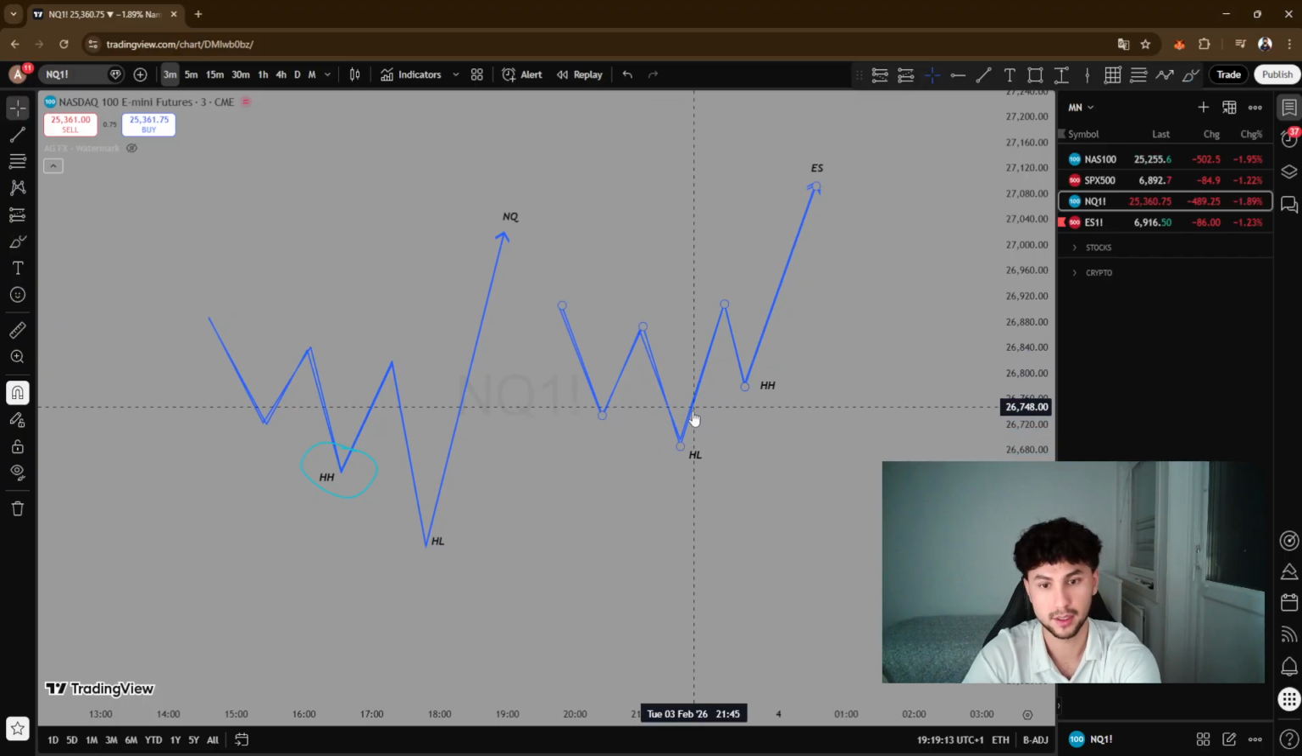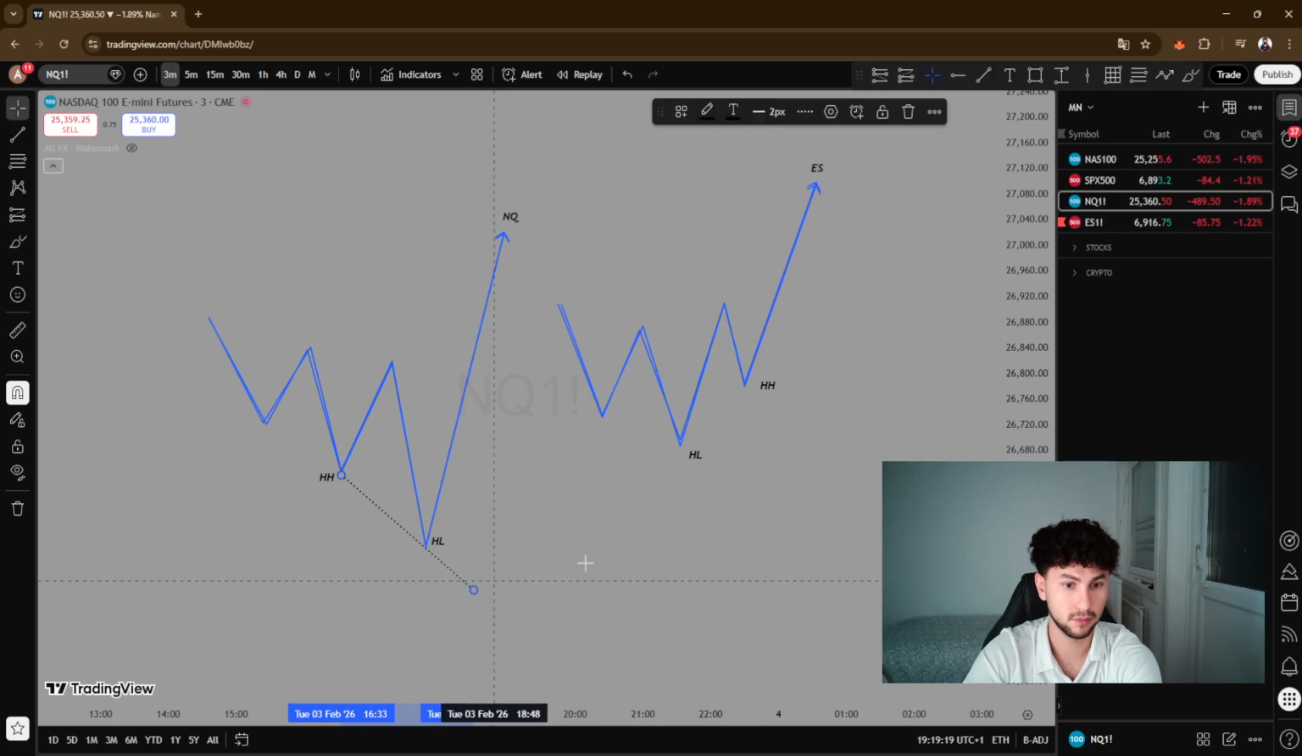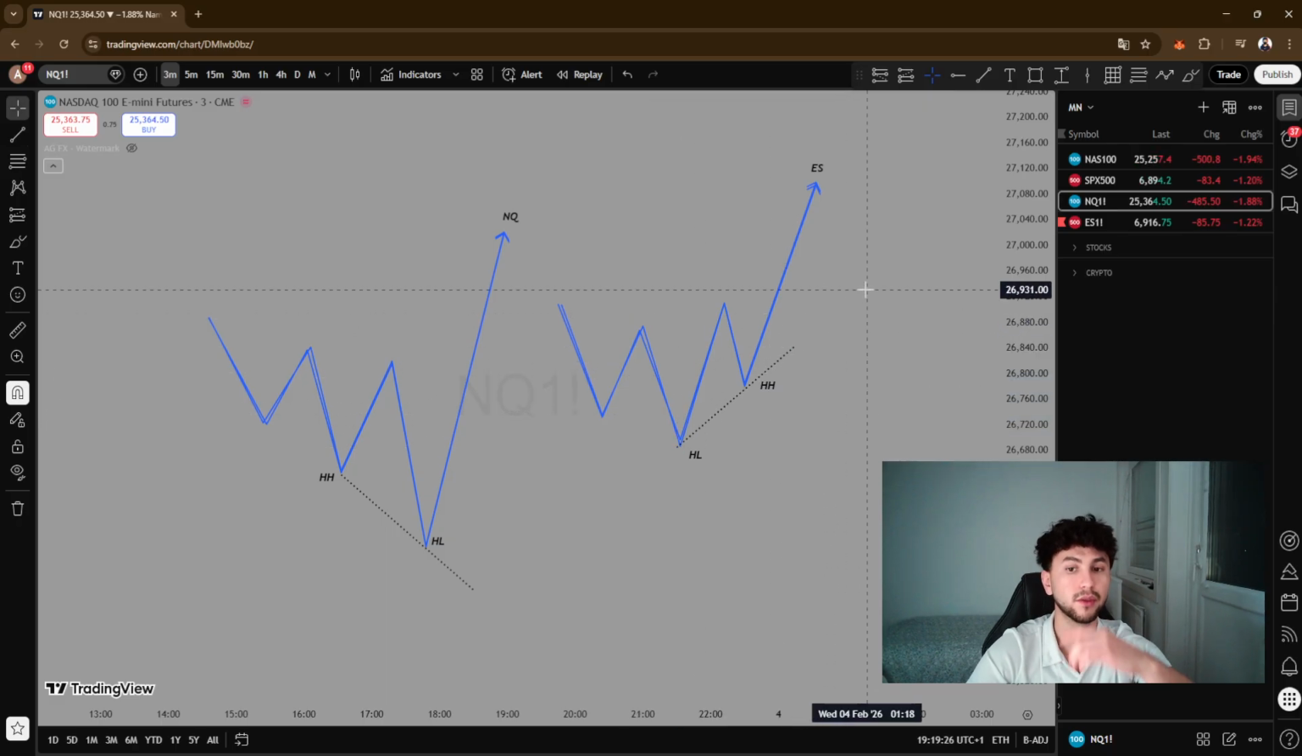So I'm just gonna show you guys. We are gonna mark this out as a bullish SMT. You could just mark it from this high to this low, okay? And then from this low to this high up here. Now this could be any other pair, bro. For example, this could be ES, this could be NQ.